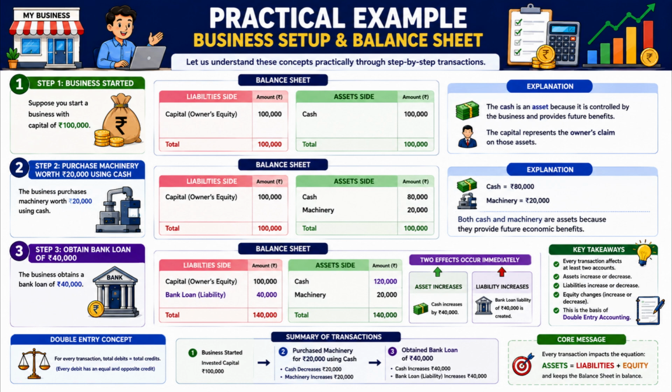Now suppose the business obtains a bank loan of 40,000 Indian rupees. Two effects occur immediately. Asset increases: cash increases by 40,000 Indian rupees. Liability increases: a bank loan liability of 40,000 Indian rupees is created. This demonstrates that every transaction affects at least two accounts. This leads us to the concept of double entry.